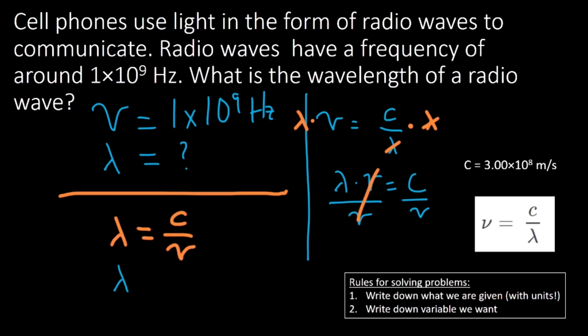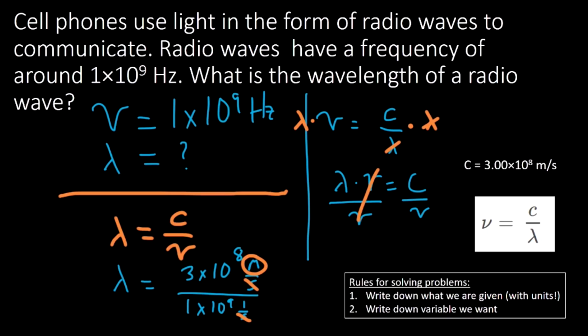Lambda is equal to 3 times 10 to the 8th meters per second. And then we're going to divide that by our frequency, which is 1 times 10 to the 9th hertz. Remember that hertz is actually 1 over seconds. And so what happens is our 1 over seconds up top and our 1 over seconds on the bottom end up canceling out. And so what's left is just our meters. We'll talk more about those units as we go through the class. So if that seems a little weird to you, don't worry about that. We'll keep working on it.